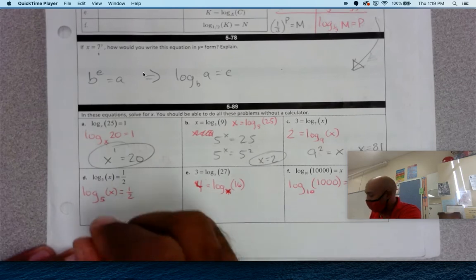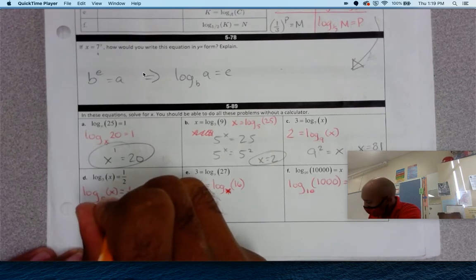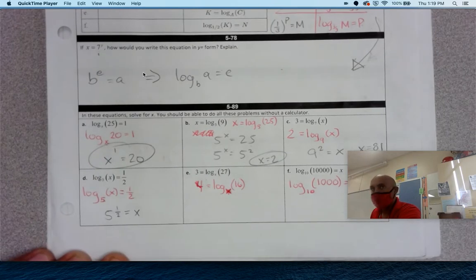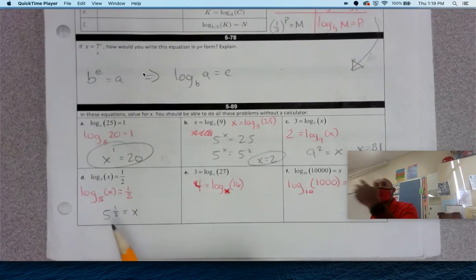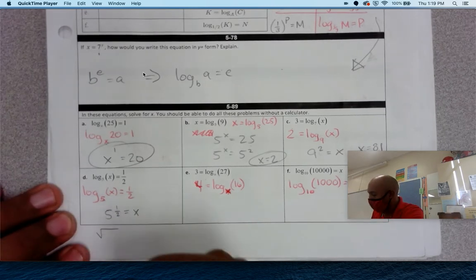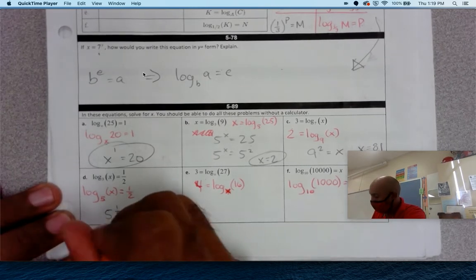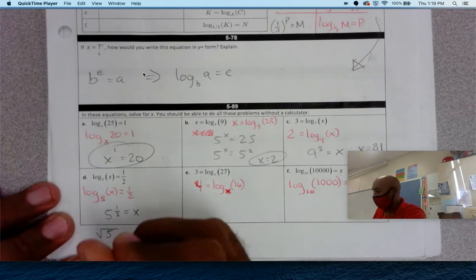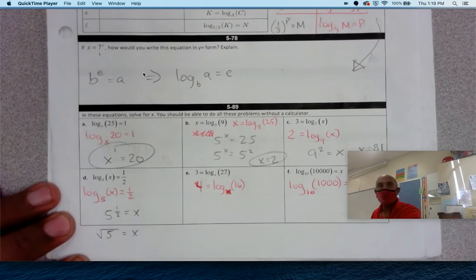Okay, so now 5 to the 1/2 equals x. Now, if you guys remember rational exponents from the last lesson, if I have 1 over 2, I could change this to radical form and put the little root symbol on it. And that 2 goes here. And remember, if it's a square root, I don't have to put the 2. And this is just a 1. So basically, x equals the square root of 5.